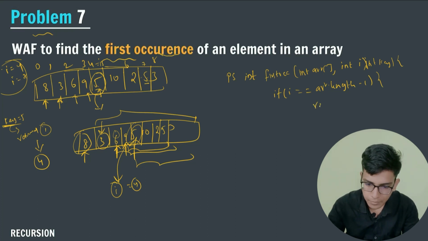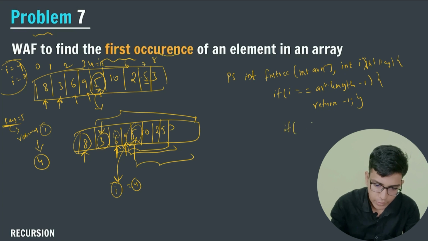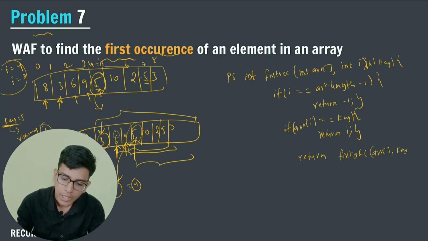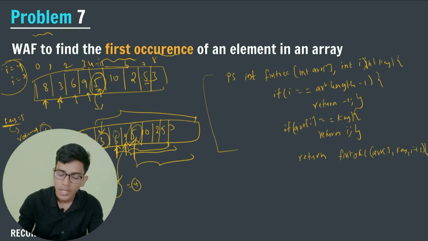So return minus 1. After that, if arr of i is equal to key, then return the i value. That's all. After that, finally return firstOccurrence for the rest of the array, right? So I'm passing arr, after that the same key, after that i plus 1. That's all. So this is the pseudocode for my function. Now let me code this.